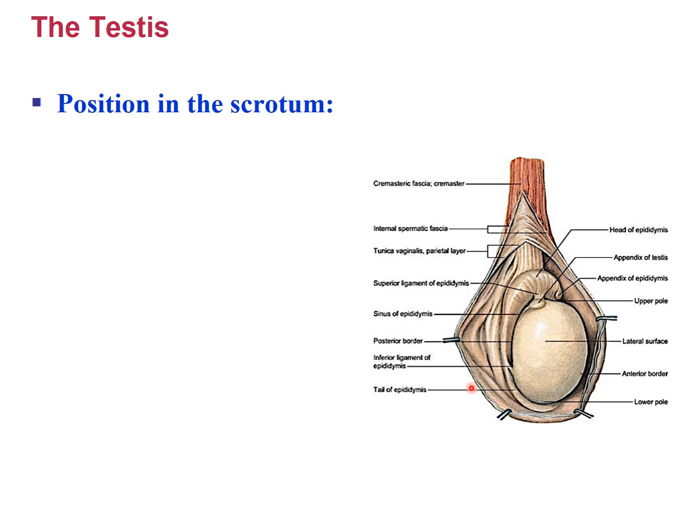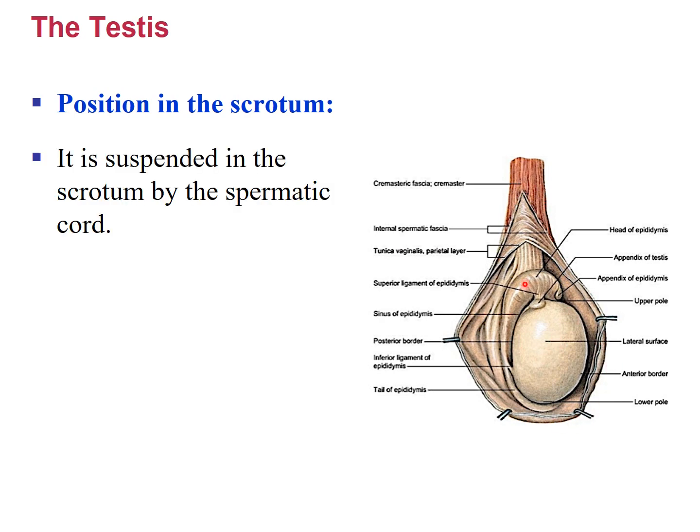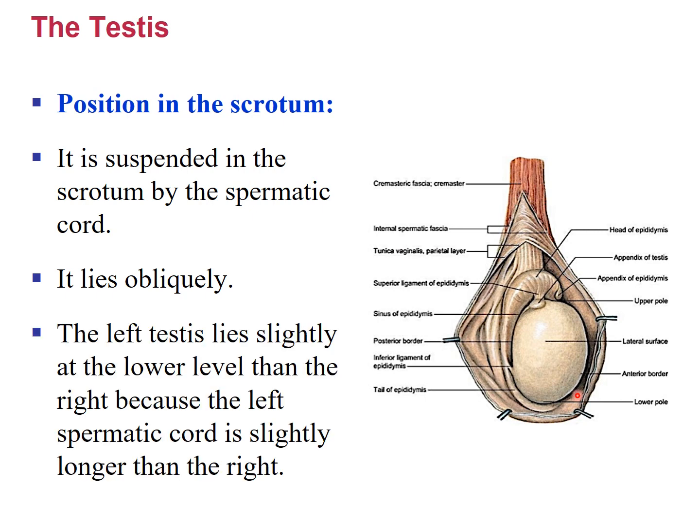The position of testis in the scrotum. So testis lies within the scrotum. It is placed obliquely. It is suspended by the spermatic cord. As I said, it is placed obliquely. The left testis lies slightly at lower level than the right because the left spermatic cord is slightly longer than the right one.